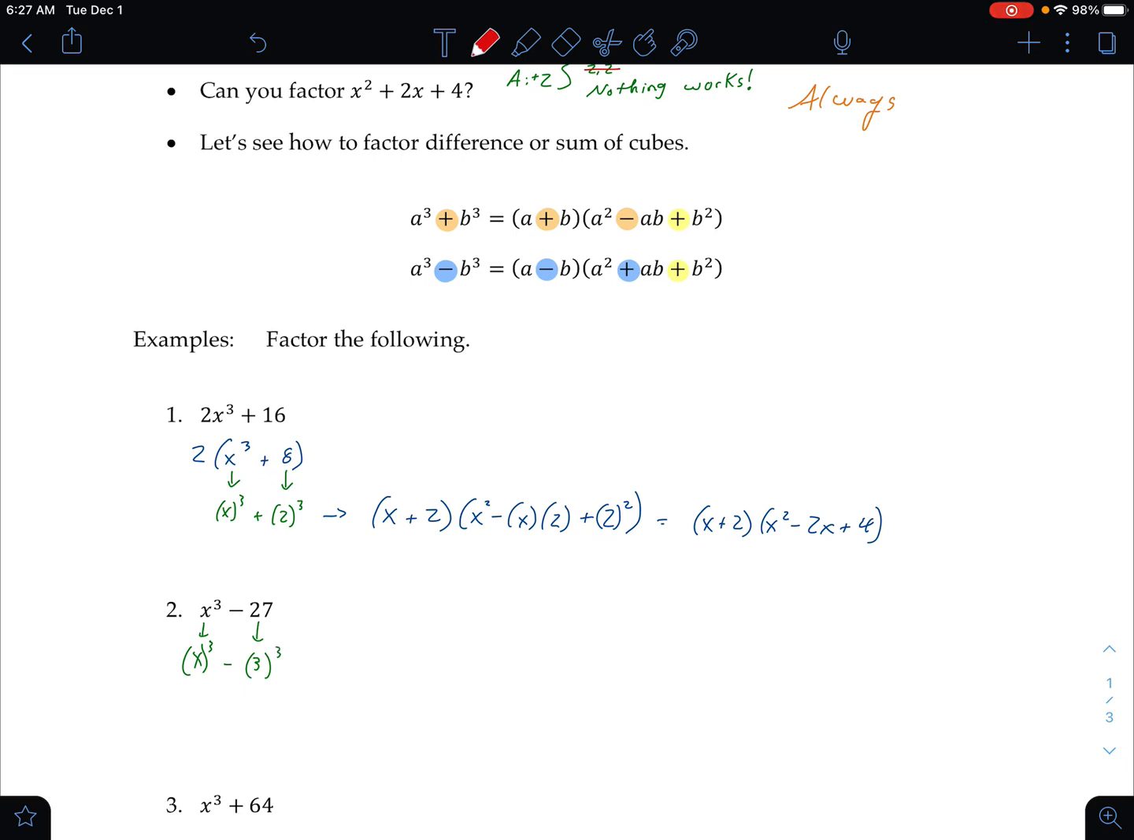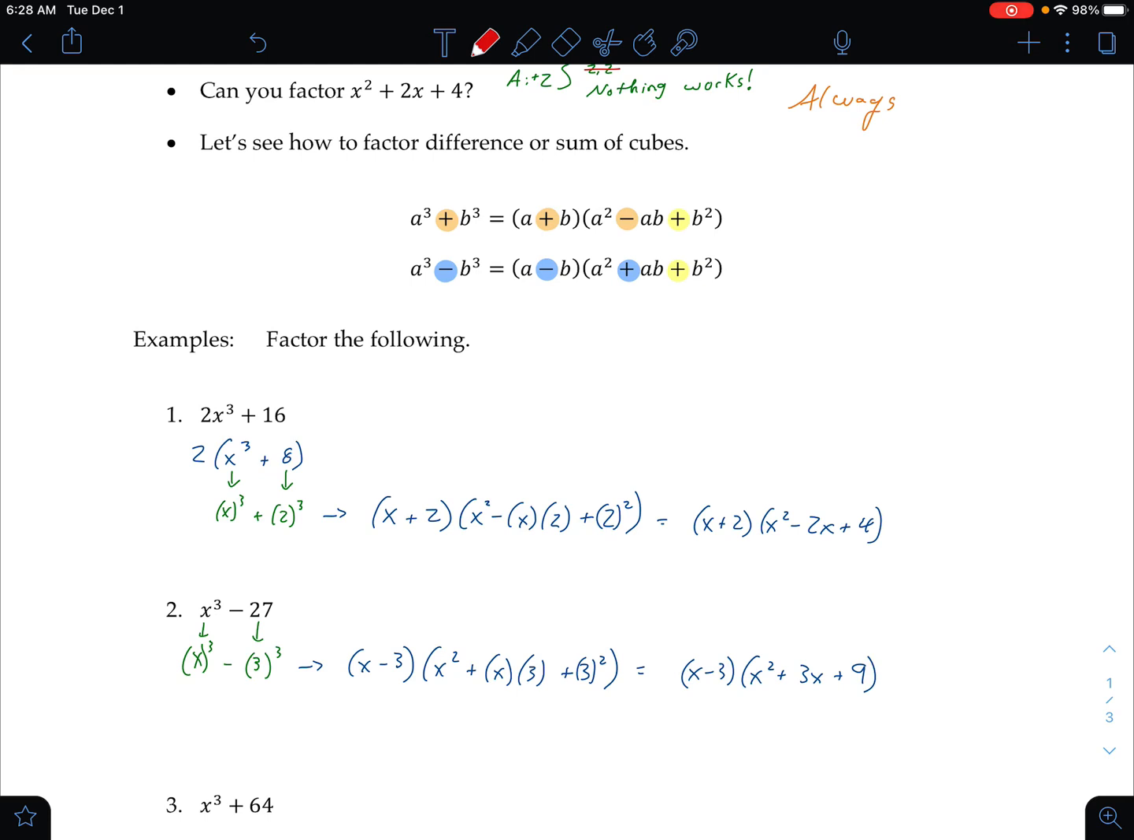And there's my minus sign. Now, with my minus sign, I know my first binomial is going to be those two numbers I just found, the x and the 3, with a minus sign in between them. Now, my trinomial, which again is not factorable, is going to be the first term squared, x squared, then the first term times the second term, x times 3, and then always plus is the last one, the last number we found, squared. Simplify that a little bit: x minus 3, x squared plus 3x plus 9.